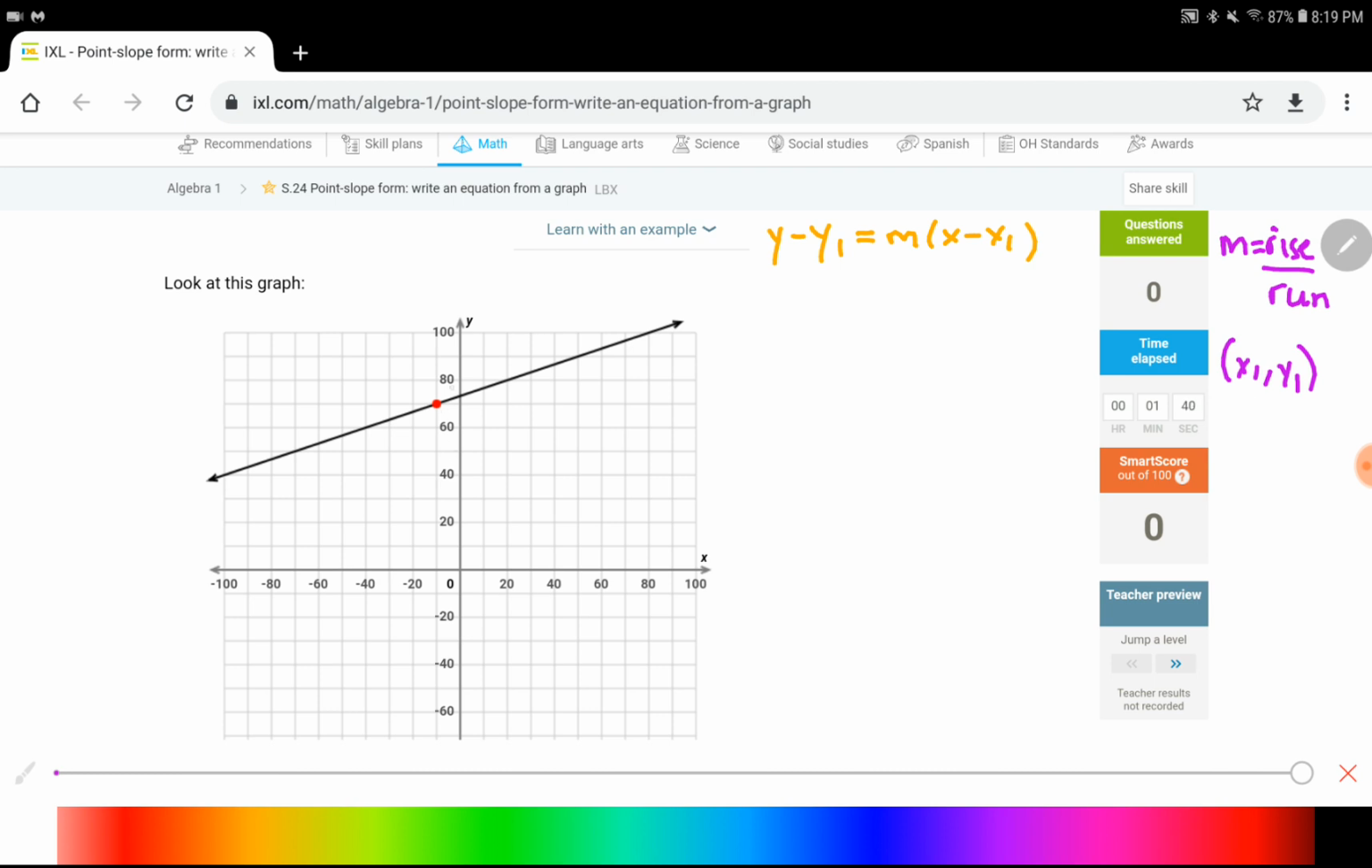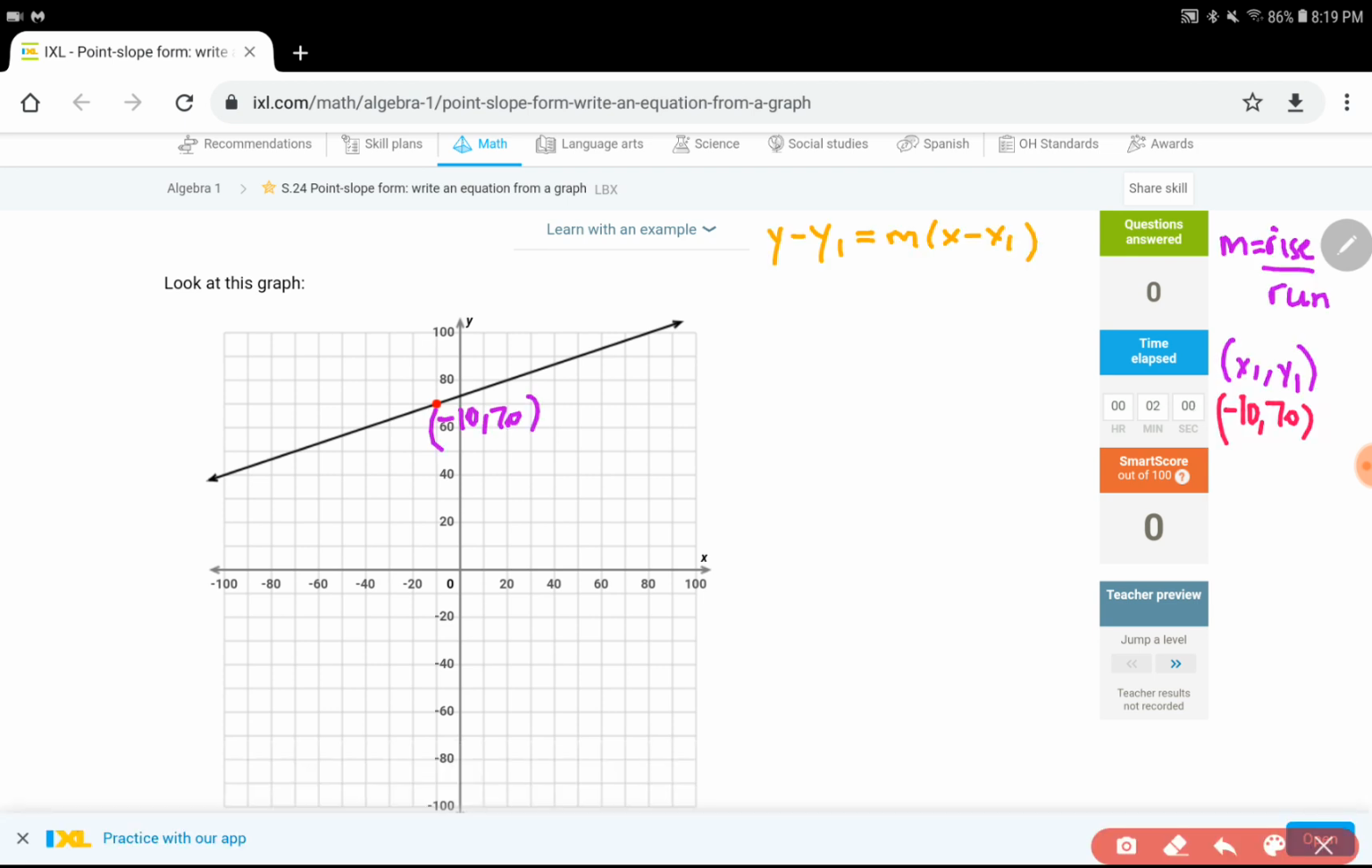The coordinates of this red point: over 10 units to the left, it's negative 10, and then up 70. So the first one is the x1, the second one is y1. So x1 is negative 10, y1 is 70. Just so I don't forget about those.